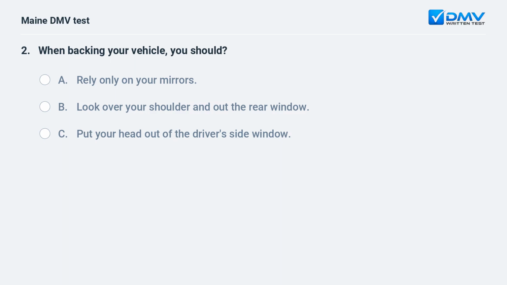When backing your vehicle, you should A. Rely only on your mirrors. B. Look over your shoulder and out the rear window. C. Put your head out of the driver's side window.